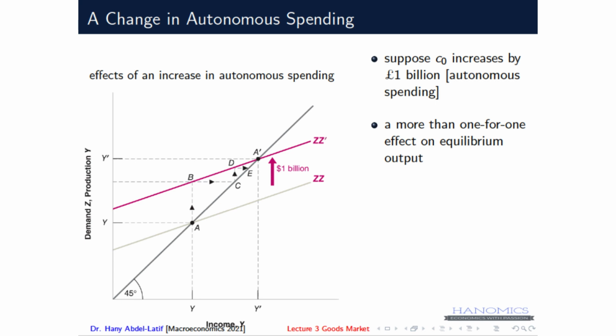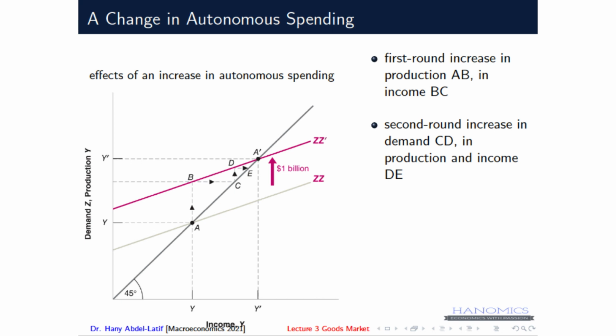So depending on the value of the multiplier, that will determine how far Y prime will be from Y. So having a multiplier of, let's say, 5, and let's assume a 1 billion increase in one of the autonomous spending components, that would mean Y prime would be 5 times 1. So that's how far it will travel from Y. How does that work?